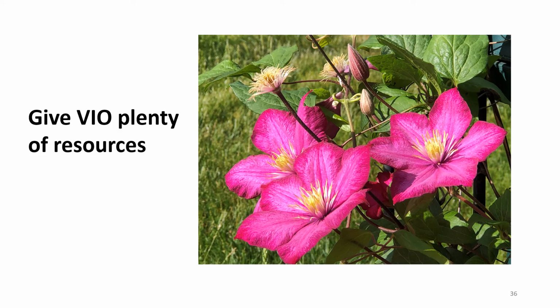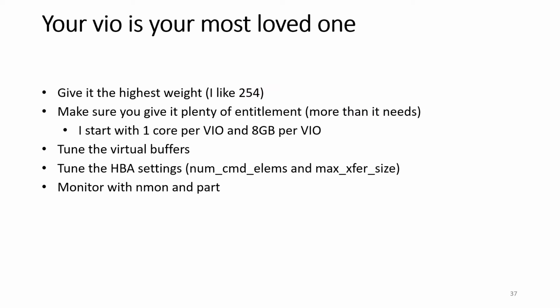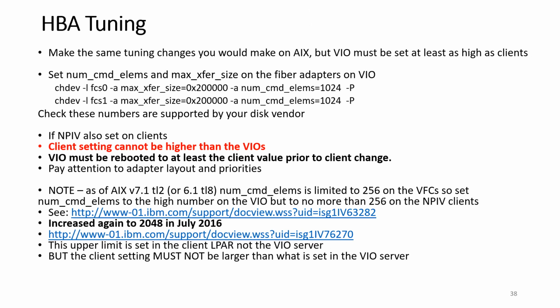Your VIO server needs a lot of resources. It should be your most loved one because it is in control of the resources for all of the client LPARs. So you want to give it the highest weight. You want to make sure it has plenty of entitlement and plenty of memory. And you're also going to want to do things like tuning the fiber adapter settings and some of the virtual buffers, and you're going to want to monitor it.